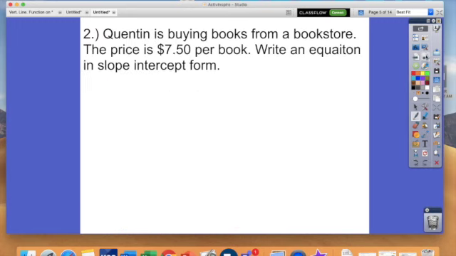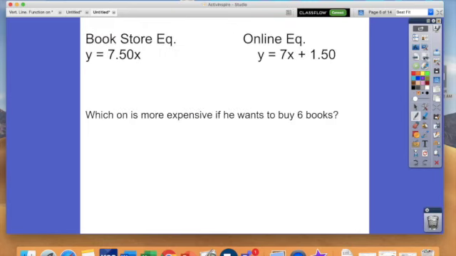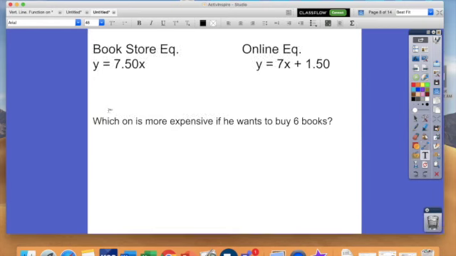All right, Quentin's buying books from a bookstore. The price is $7.50 per book. Write an equation in slope-intercept form. This isn't too bad, right? Write the equation for me real quick. Pause the video if you need to. y equals $7.50 per book. The online is only $7, but you have to pay $1.50 up front. So which one is more expensive if you're going to buy 6 books?